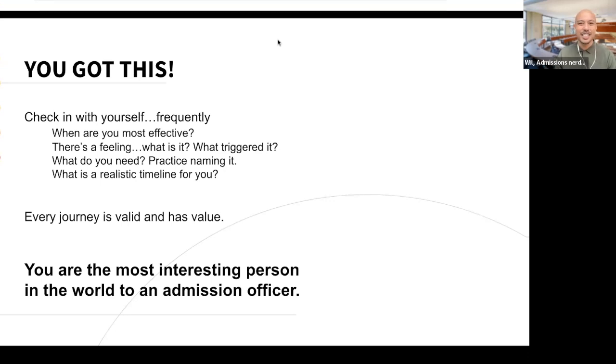And then understand kind of what that timeline looks like for you. Some of you might be working, some of you might have other obligations, maybe family, maybe children. Kind of recognize all of those and plan accordingly.